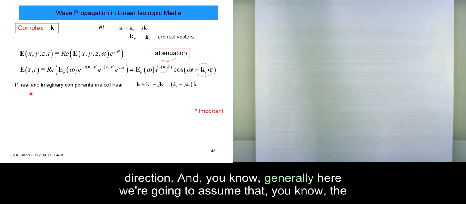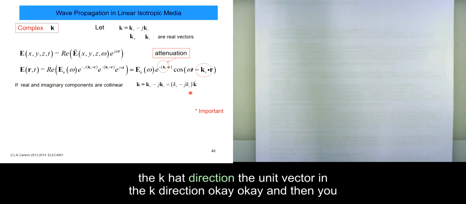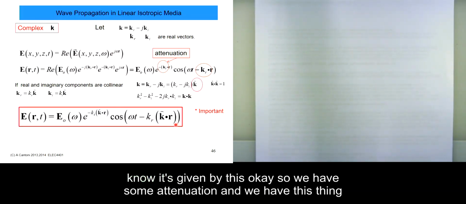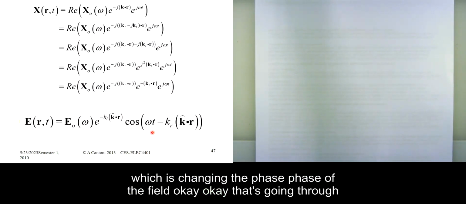Generally here we're going to assume that the real and imaginary parts are collinear. So this k is going to be kr minus j ki in the k hat direction, the unit vector in the k direction, and it's given by this. So we have some attenuation, and we have this term which is changing the phase of the field. That's just going through that again.